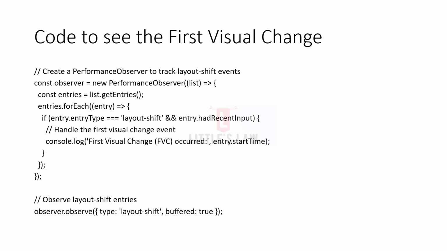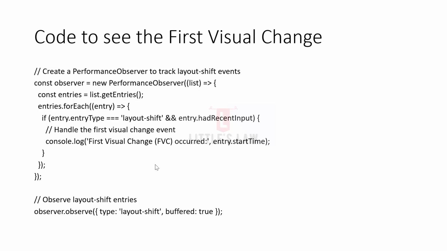Then the recent user input: here you can see entry.hadRecentInput. If the property of this entry is true, then we check the recent input, and this ensures that the layout shift was triggered by the user interaction and not an automatic change on the page, because any time the user makes an interaction, this should change. We make sure that it's a true event, and then we record it. Finally, if the entry passes the entry type and hadRecentInput checks, we consider this a first visual change event.